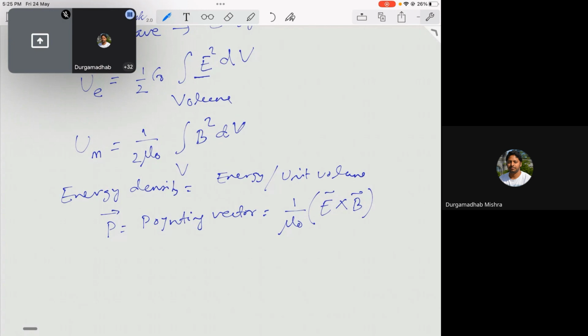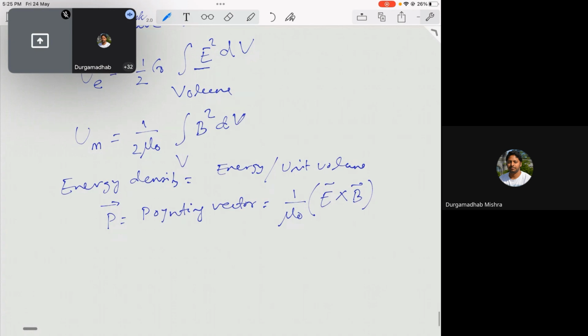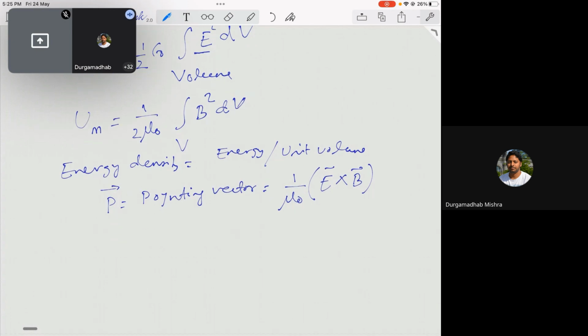And the conservation of energy can be written as del U by del t, where U is the total energy density, energy per unit volume, plus del dot P equal to 0. This is the conservation of energy term.